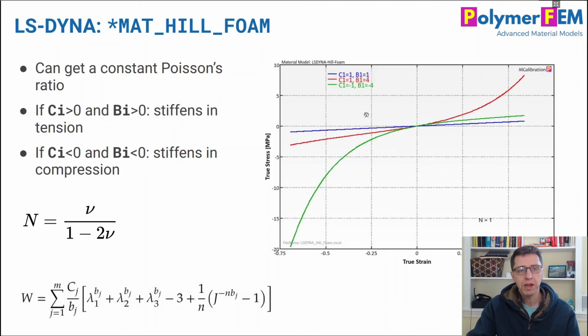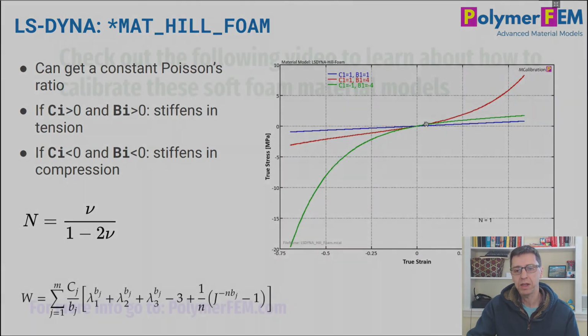LS-DYNA calls this the Hill Foam. So kind of interesting, right? The equation is very similar to the Ansys equation. They have slightly different names of the parameters. They call them C and B and N. They use the lowercase n in the equation for the strain energy, but then they call it capital N when they specify this. So it's a little confusing there, perhaps. But otherwise, there is no square on the B parameter here. That means if B is negative, you probably want to have C to be negative in order to get the concave increasing stiffness in compression, like you can see here.